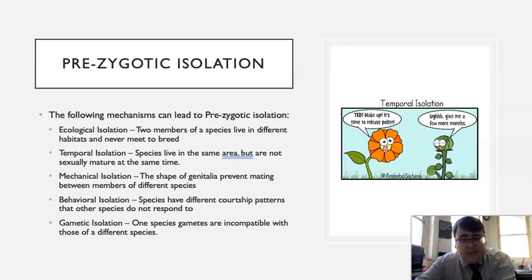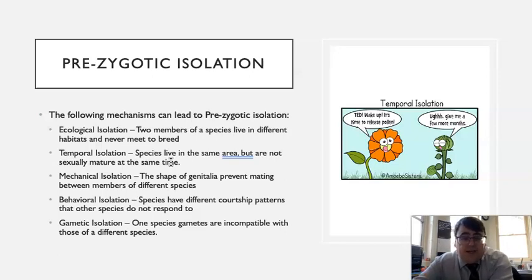Next is temporal isolation, and that's what our image here is referring to. In this one, you can see one flower is ready to accept pollen, but the other plant is not up to releasing pollen right now. It's pollinating in a different season. So with temporal isolation, while organisms or 2 species live in the same area as each other, they're not sexually mature or sexually active at the same time, hence they never physically breed.